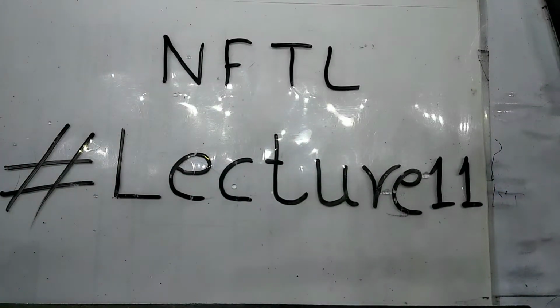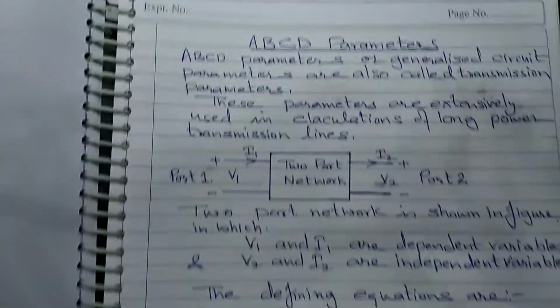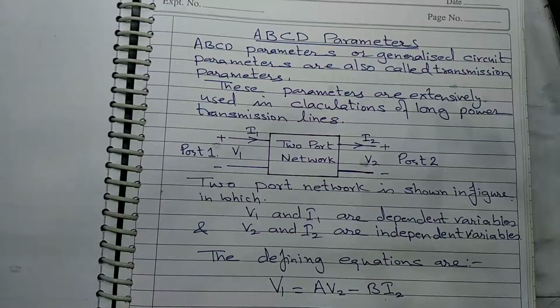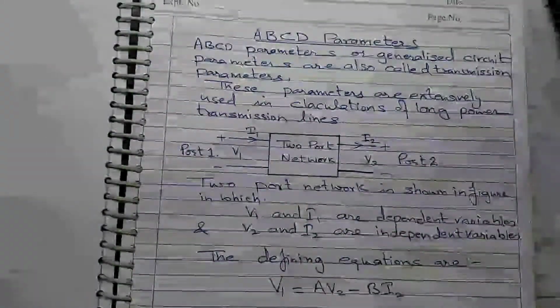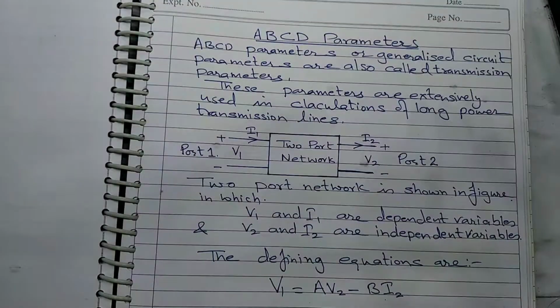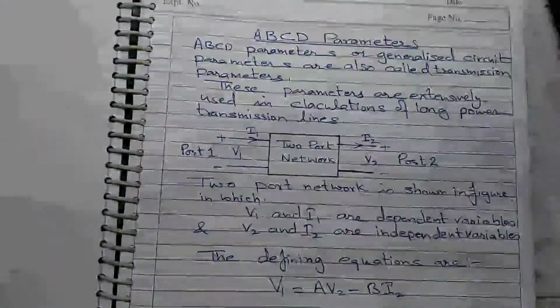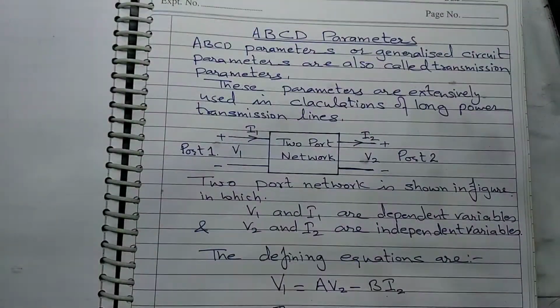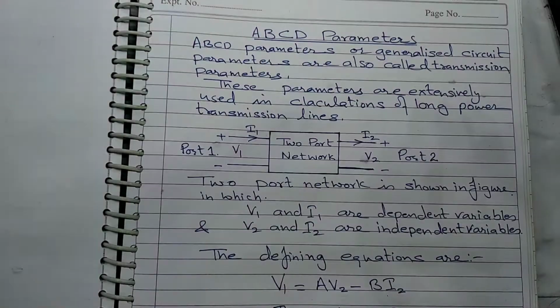So, what are ABCD parameters? ABCD parameters or generalized circuit parameters are also called transmission parameters. These parameters are extensively used in calculations of long power transmission lines.